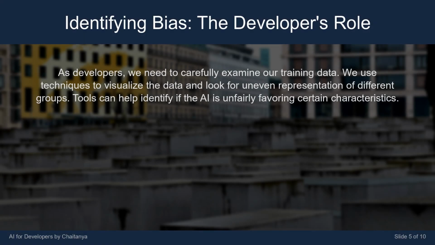As developers, we need to carefully examine our training data. We use techniques to visualize the data and look for uneven representation of different groups. Tools can help identify if the AI is unfairly favoring certain characteristics.